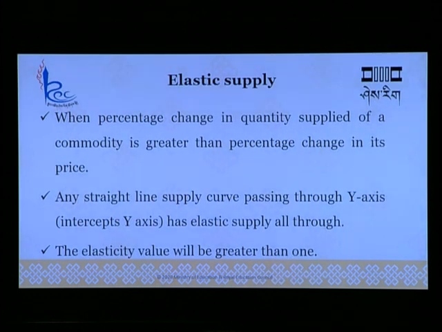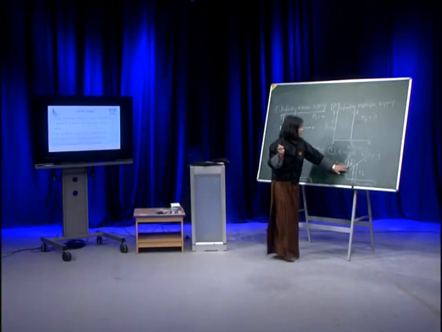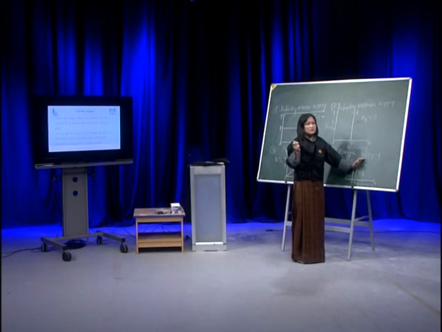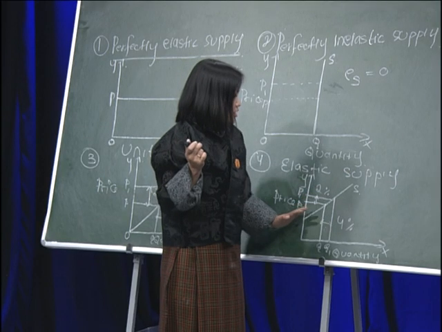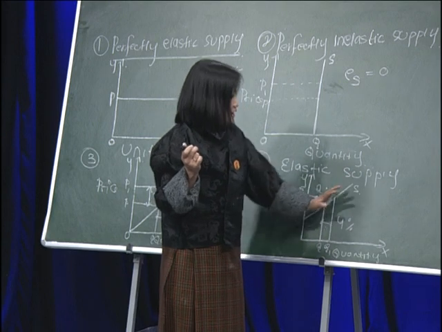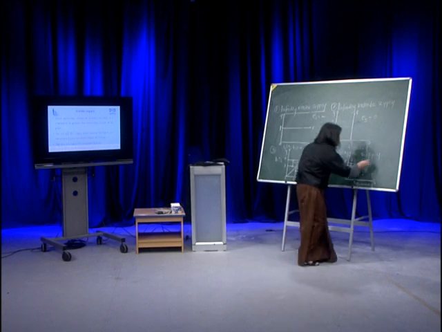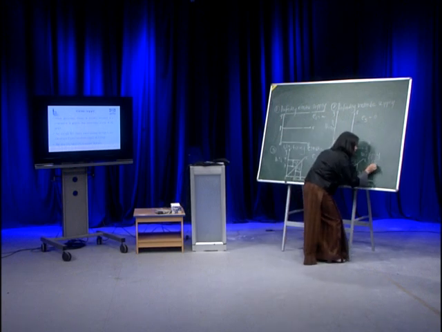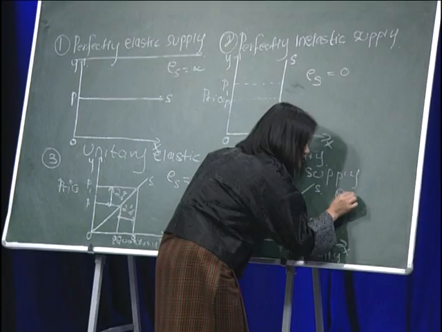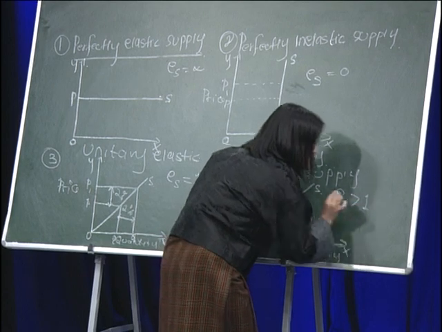Normally you'll see that in elastic supply, any straight line supply curve passing through the y-axis will occur. So this is the supply curve which passes through the y-axis. This supply curve will have elastic supply throughout. And the value of elasticity of supply is greater than 1.